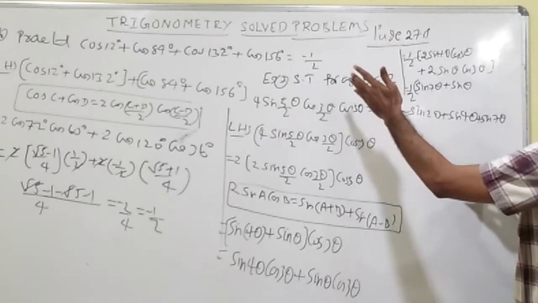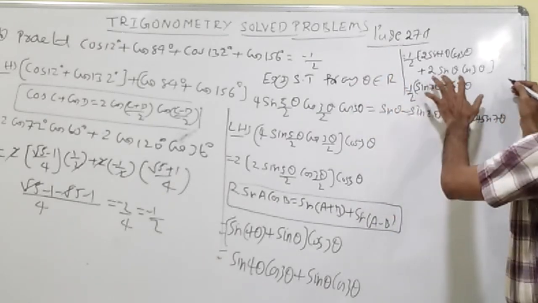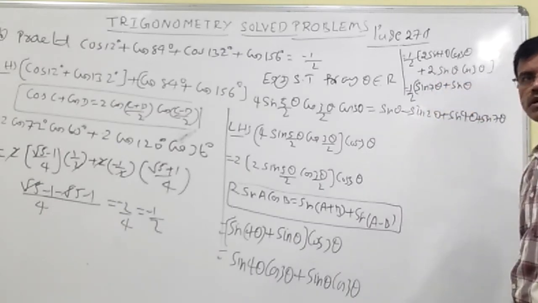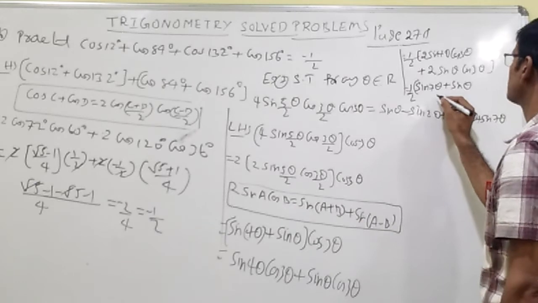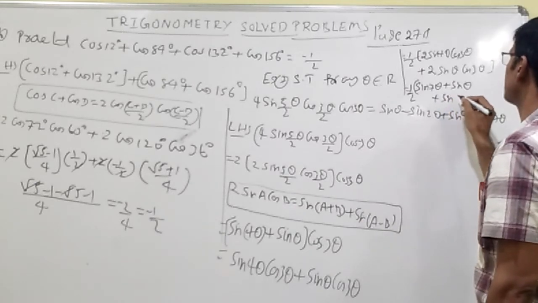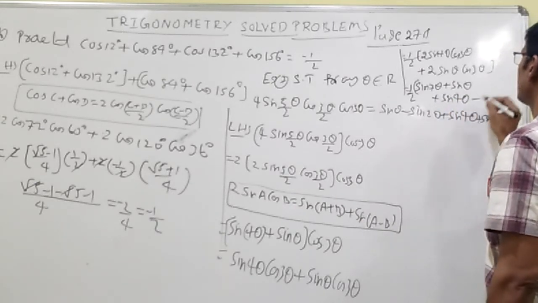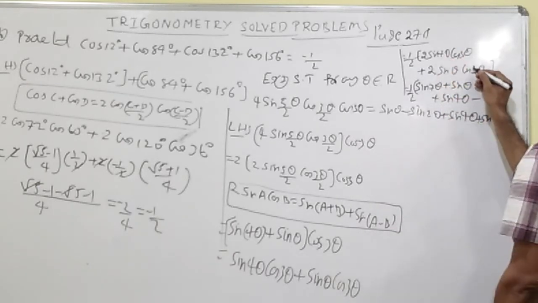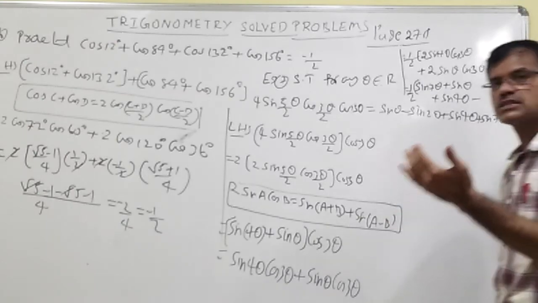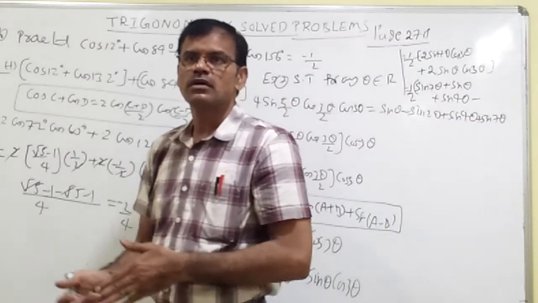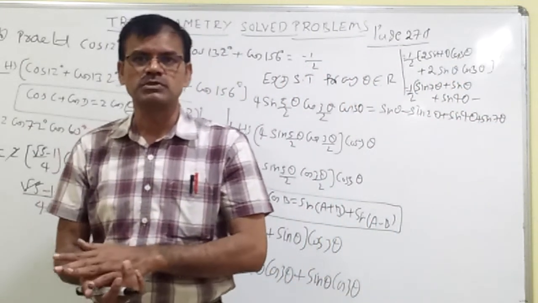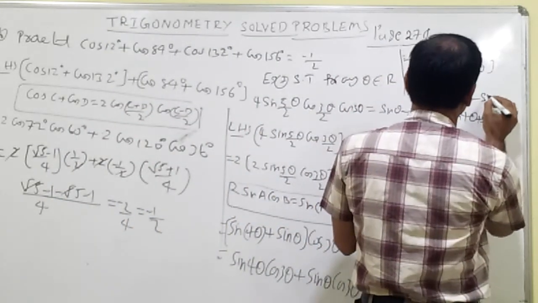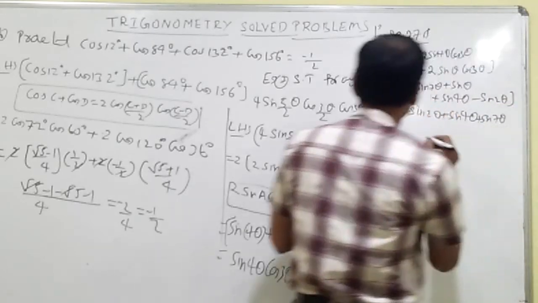In the similar way, directly I have taken common 1 by 2. For this one you can understand the 2 sin A cos B concept. 2 sin A cos B becomes sin of A plus B plus sin of A minus B. So sin of A plus B meaning here sin 4 theta, and sin of A minus B becomes theta minus 3 theta. Theta minus 3 theta becomes minus 2 theta. For the value, sin of minus theta becomes minus sin theta. That is why you can write here minus sin 2 theta.